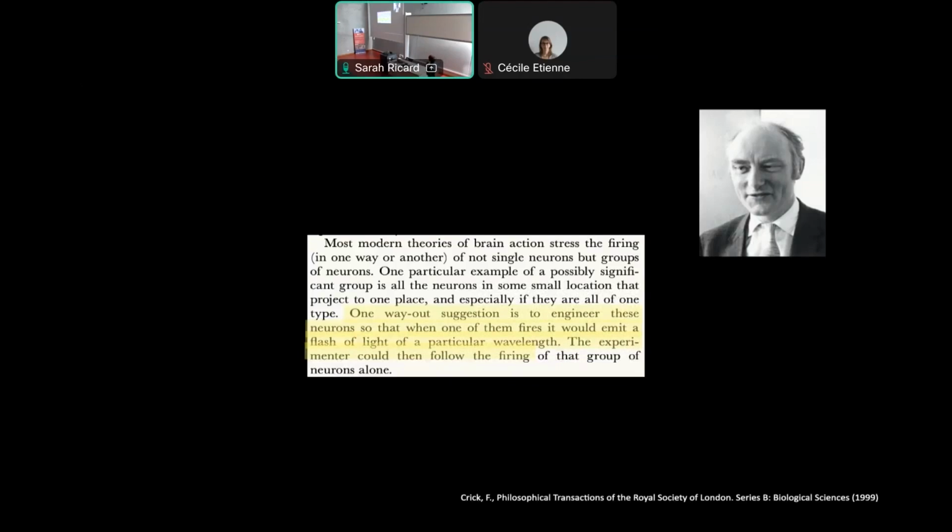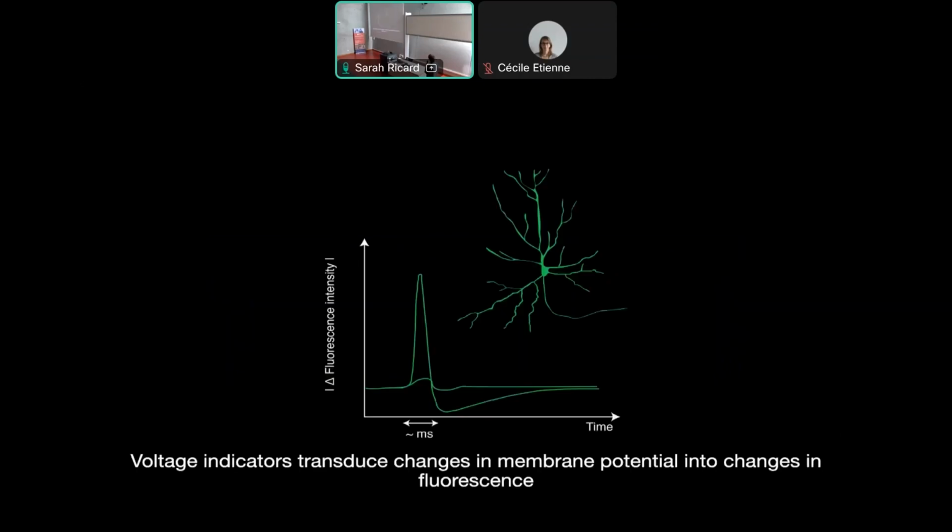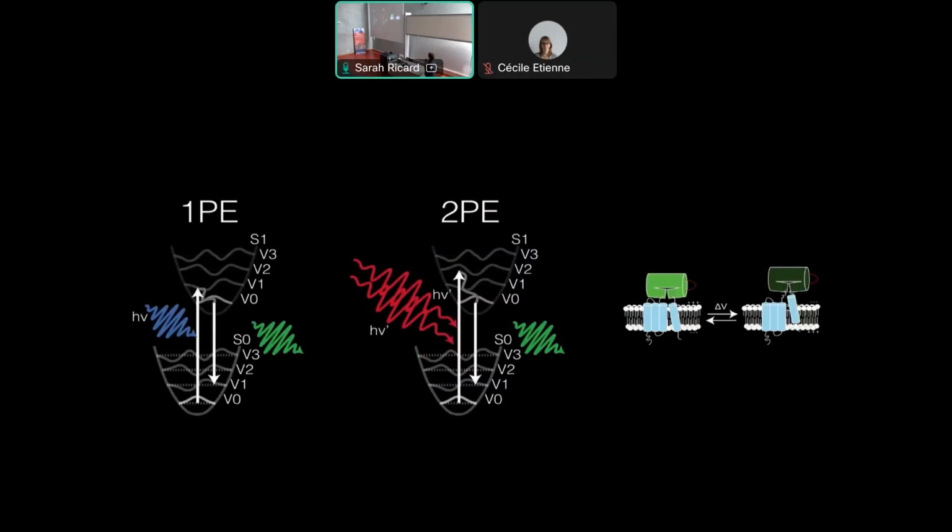And he called it, he lived in California for a while, so he called it a way out suggestion. But actually, it's now possible using what are called genetically encoded voltage indicators. And so the idea behind these tools is that basically they transduce changes in membrane potential into changes in fluorescence. And to just go into a bit more detail, so back to our single photon and two photon, before, when we excited molecules, we introduced a conformational change, which opened this channel and allowed ions to flow.